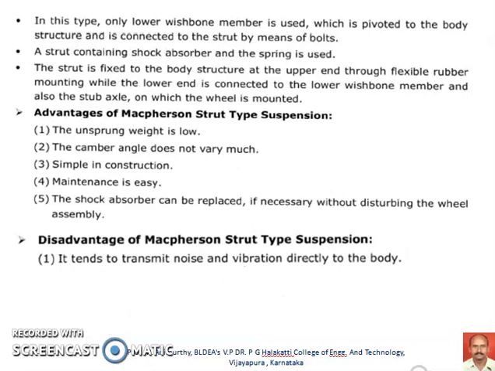But this type of strut suspension system tends to transmit noise and vibration directly to the body. When you compare with the earlier independent suspension system, that is the double wishbone arm type suspension system, very minimal shocks are transmitted to the body or the members. But in this case, relatively, it tends to transmit more noise and vibration directly to the body. This is one of the major disadvantages of this MacPherson strut type suspension system.